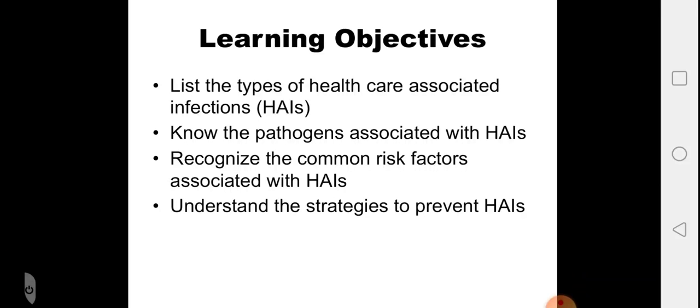By the end of the class, the student should be able to list the types of healthcare associated infections, know the pathogens associated with nosocomial infections, recognize the common risk factors, and understand the preventive strategies of these healthcare associated infections or nosocomial infections. Now the abbreviation I've given for the healthcare associated infection is HAIs. Okay.